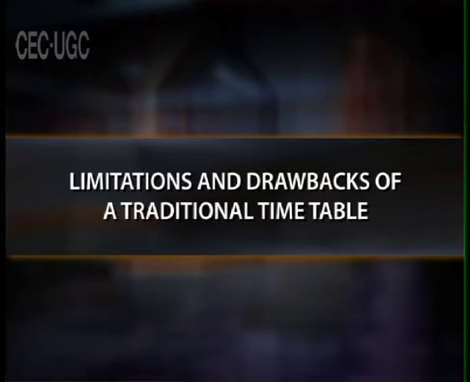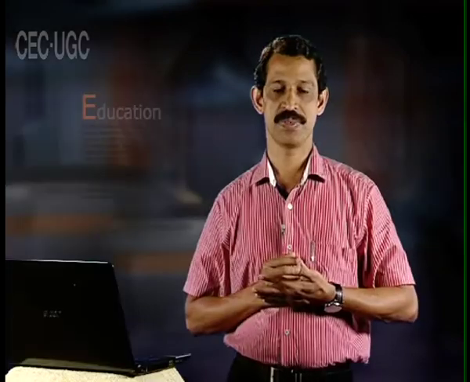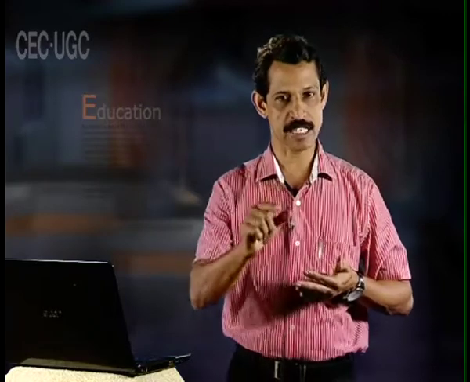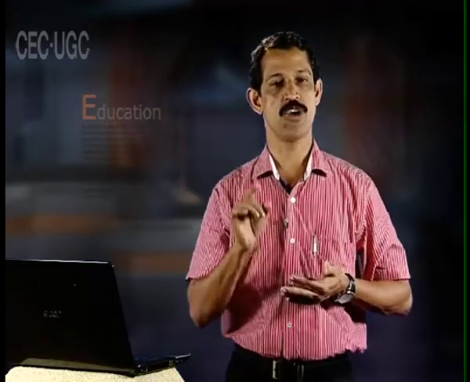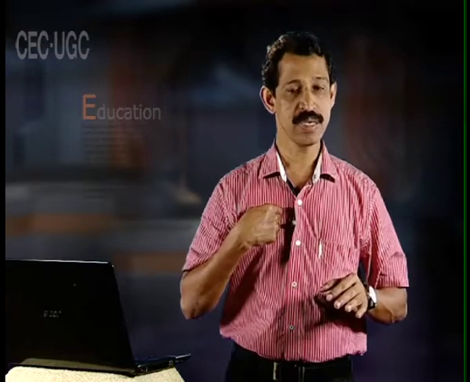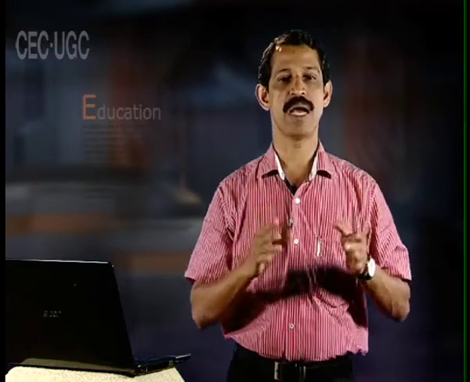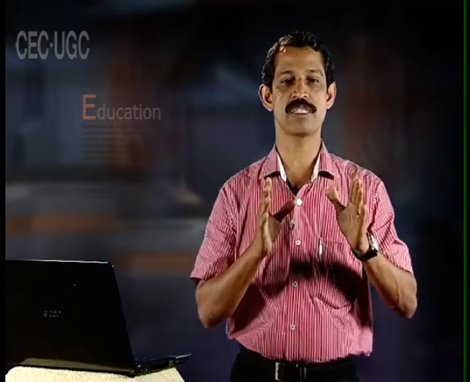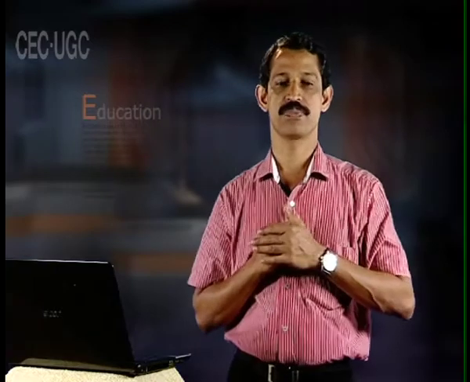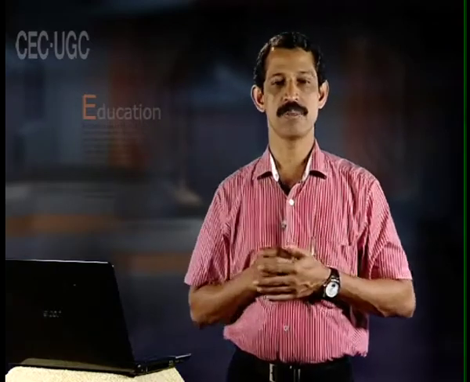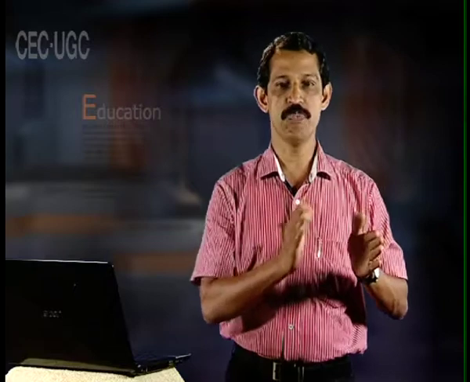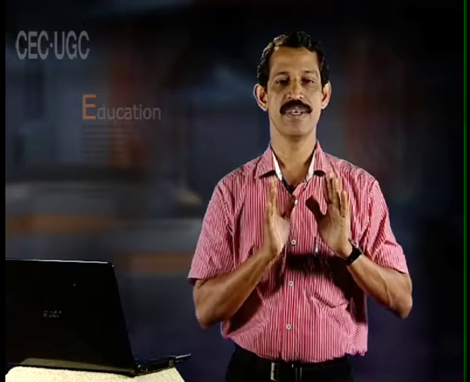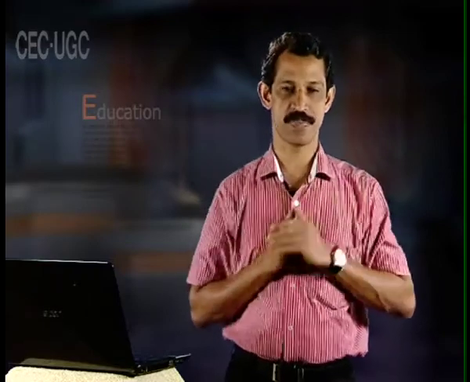Limitations and drawbacks of a traditional timetable. The traditional timetable has a lot of limitations and defects. Understanding the defects and limitations of a traditional timetable will help us improve our education system by crafting a better timetable. A few drawbacks of traditional school timetables are given below. In a traditional timetable, the school day is broken into a few periods of 35 or 50 minutes. The time is mostly used to teach important subjects.